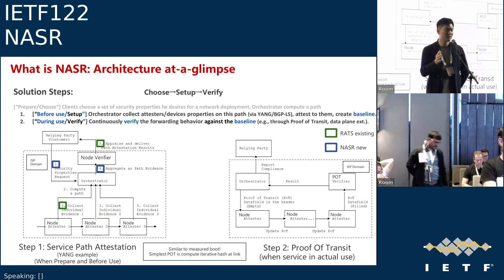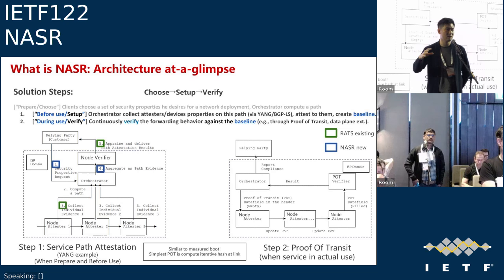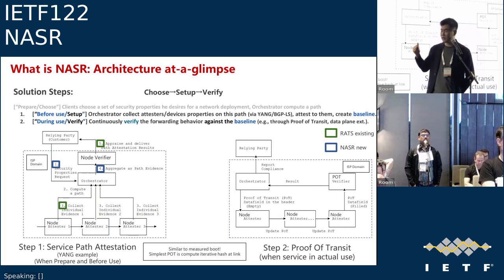Okay, I got your question. The first one is how performance is impacted. The simplest proof of transit is a signature, another signature on top of it. But that's not viable, that's not feasible. So the most feasible proof of transit here is an iterative hash. This is what we put here.